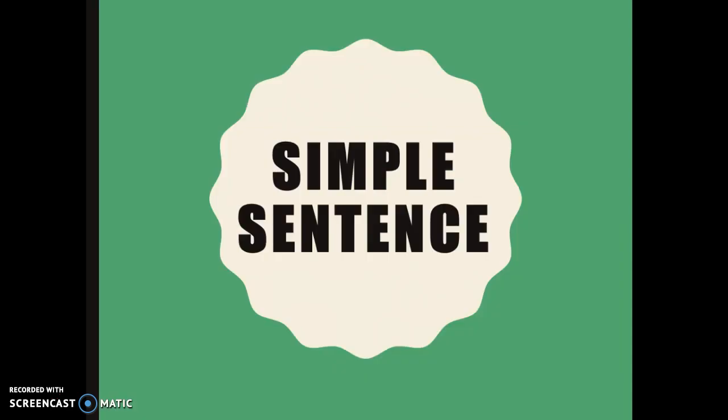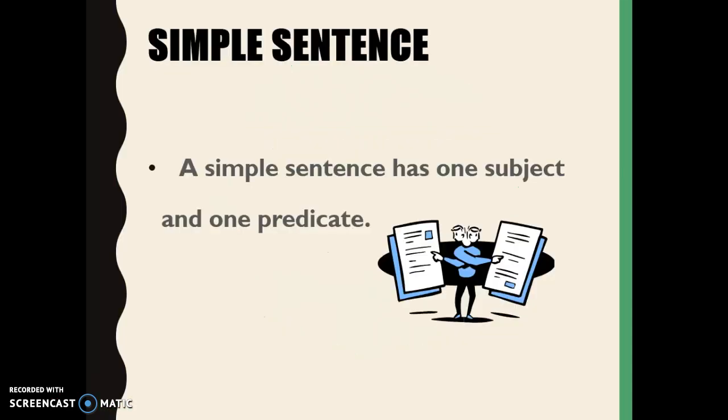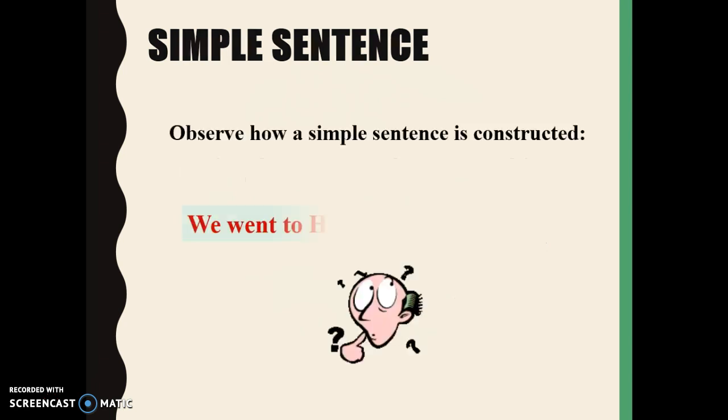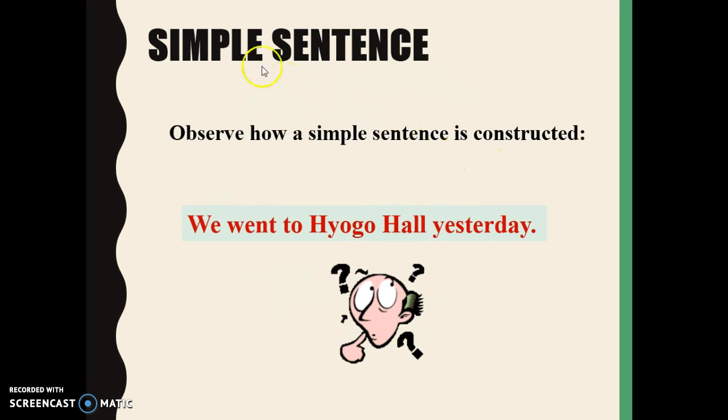Understood? Okay, next. A simple sentence has one subject and also one predicate. For instance, Amar listens to the lecture. Amar is the subject, listens is the predicate. Observe how a simple sentence is constructed: we went to Hugo Hall yesterday. Could you identify where the subject is and where the predicate is? We is the subject. Went is the predicate, or also known as the verb.